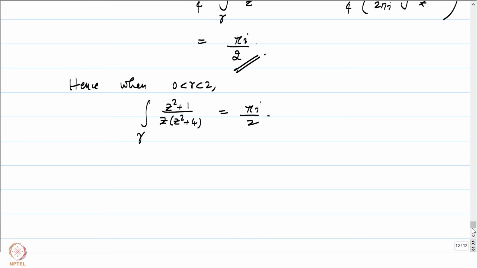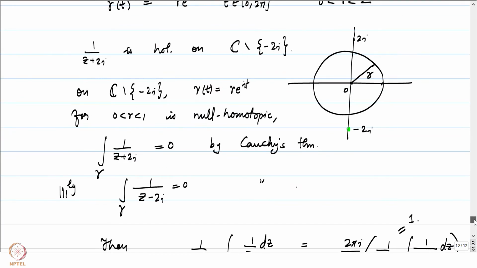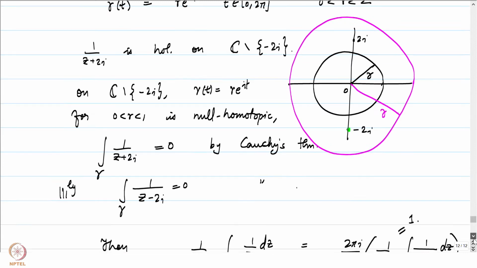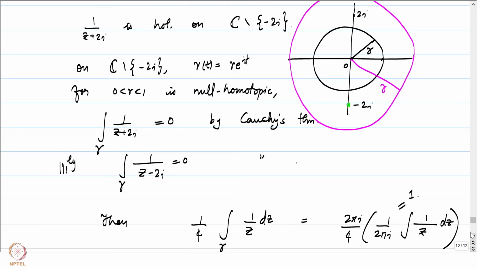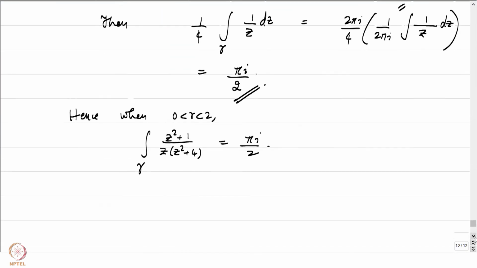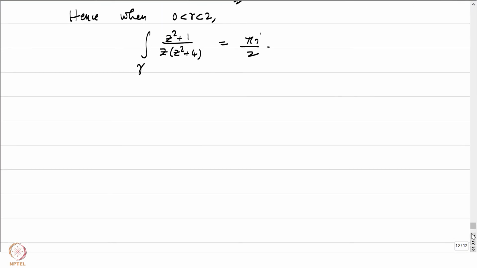Now, let us see what happens when our radius r is greater than 2. Let me capture that with a pink line, a pink circle. So, this is going to be the r now. That was a circle, but anyway. Now, we will do the same trick as we did for 1 by z and apply Cauchy's integral formula to all the three.